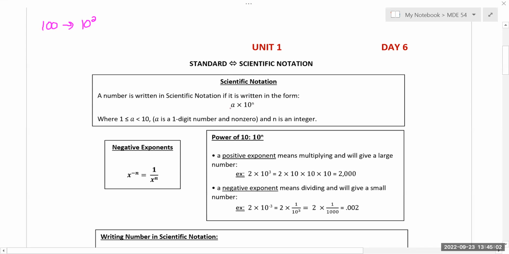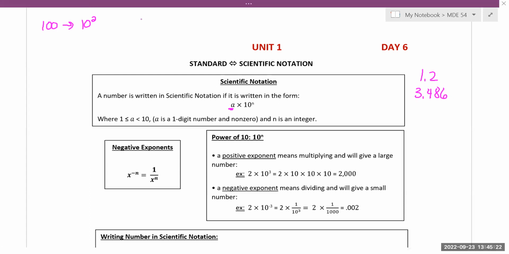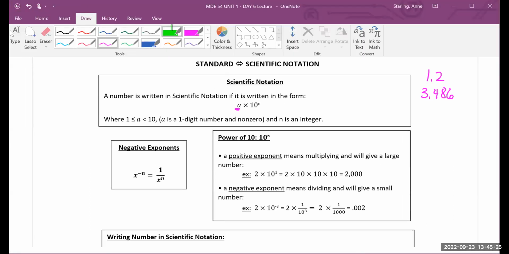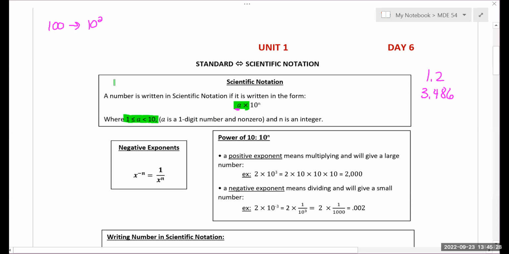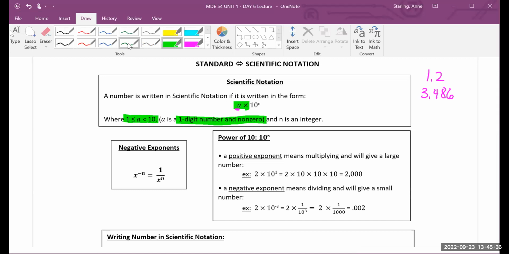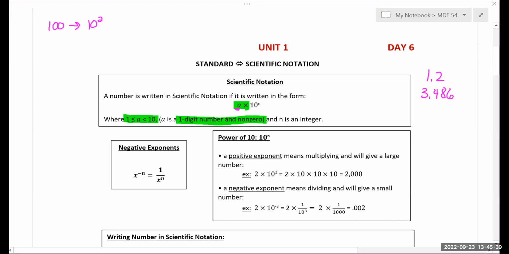So how scientific notation works is you get your number, whether it be really large or really small, and then you make it so that only one digit is in front of a decimal. So it could be 1.2, it could be 3.486, but you only have one digit in front of that decimal. So that A term that I underlined has to be between 1 and 10, but it can't be 10. It's a one-digit number, and it also can't be 0. It just has to be some type of integer. And then you raise it to 10 to some power where n is an integer.